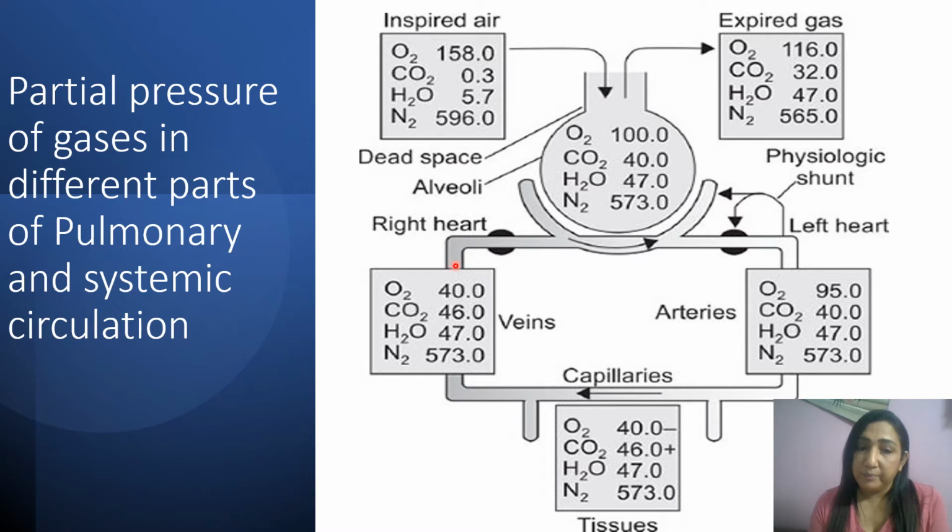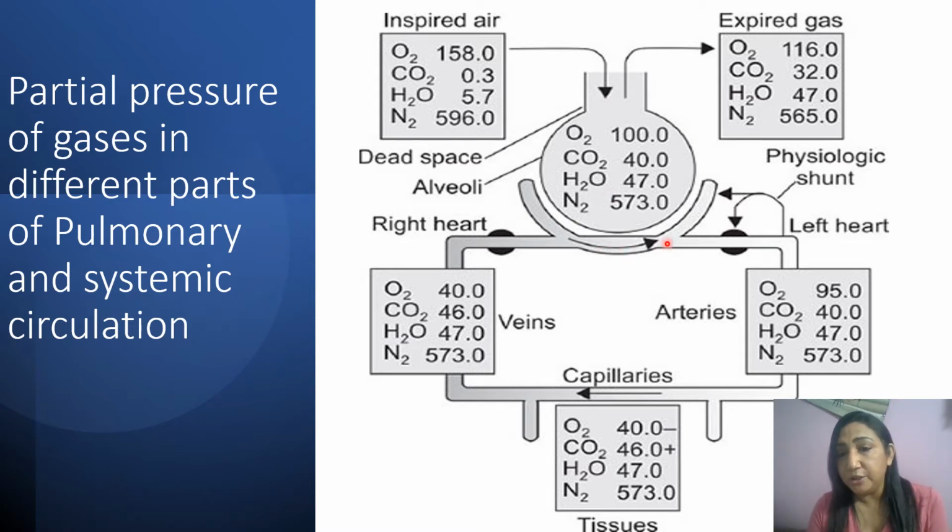Now comes here, the oxygen in the pulmonary artery is 40 millimeter of Hg. Because of this high concentration gradient, here in the alveoli it is 100 millimeter of Hg, and in the pulmonary artery it is 40 millimeter of Hg. So immediately after reaching the alveoli, the oxygen diffuses to the pulmonary circulation and the carbon dioxide is exchanged with that.